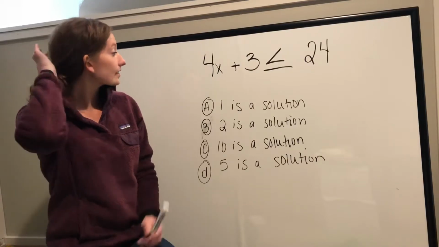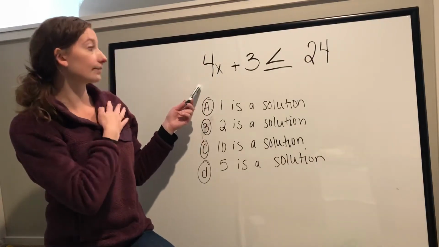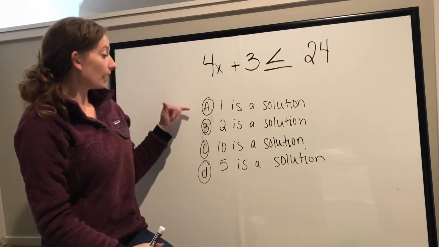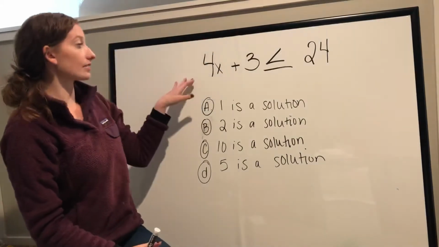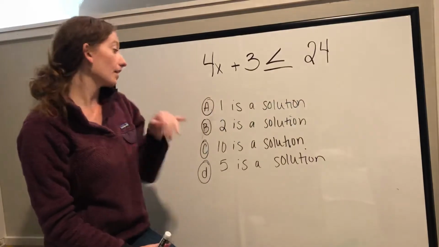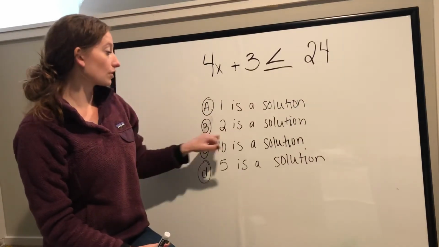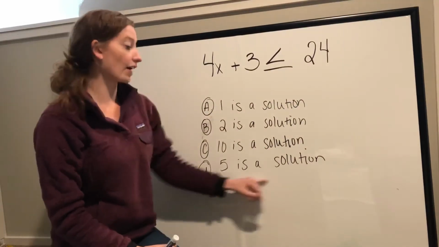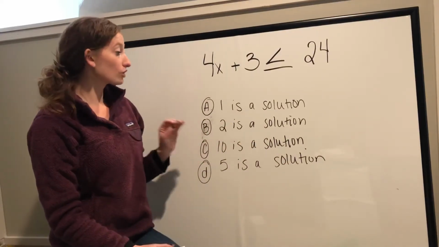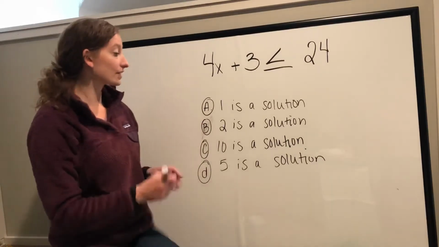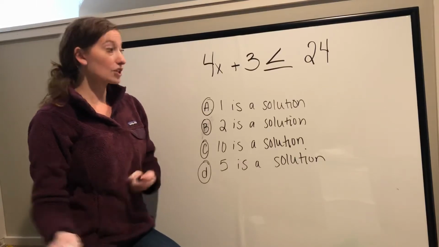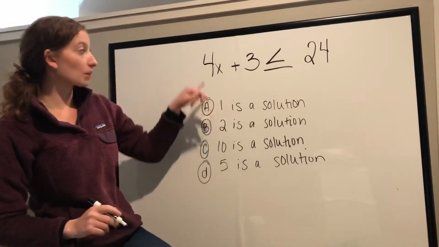Another thing is this. A lot of people are struggling with figuring this out right here. So I'm going to show you how to do it. You have this inequality up here. It says 4x plus 3 is less than or equal to 24. You have 1 is a solution, 2 is a solution, 10 is a solution, and 5 is a solution. And I'm going to circle the ones that are true. So in order to do that, I can't just pick random ones. I have to take the number and plug it in for x. You know how to do this. It was lesson 19. So for each one, I'm going to take the number and plug it in.